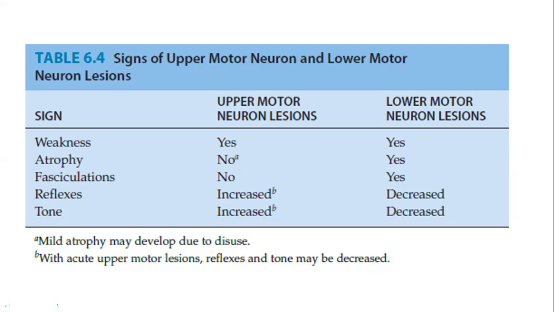And we assess the tone. We'll see how increased tone or spasticity occurs with the upper motor neuron lesion and decreased tone in the lower motor neuron lesion. So these are the things that I look for in the examination, and it will help me more to localize where the pathology is.